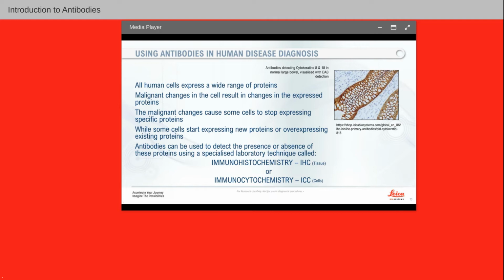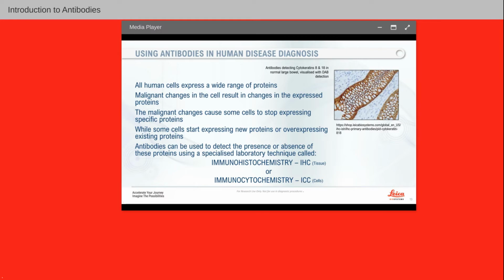These proteins are altered when a cell undergoes malignant changes. The normally expressed proteins can change in structure. The cells can stop expressing the usual proteins. The changes can cause the cells to start expressing different proteins. They can start overexpressing the usual proteins. They can stop expression altogether.